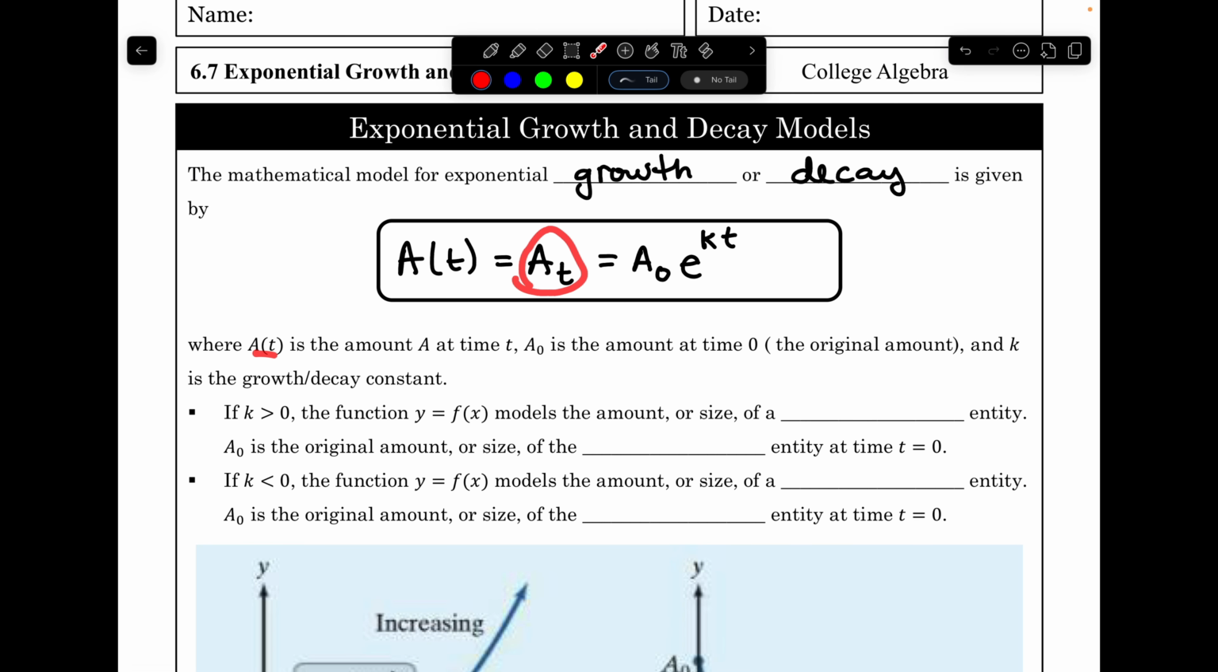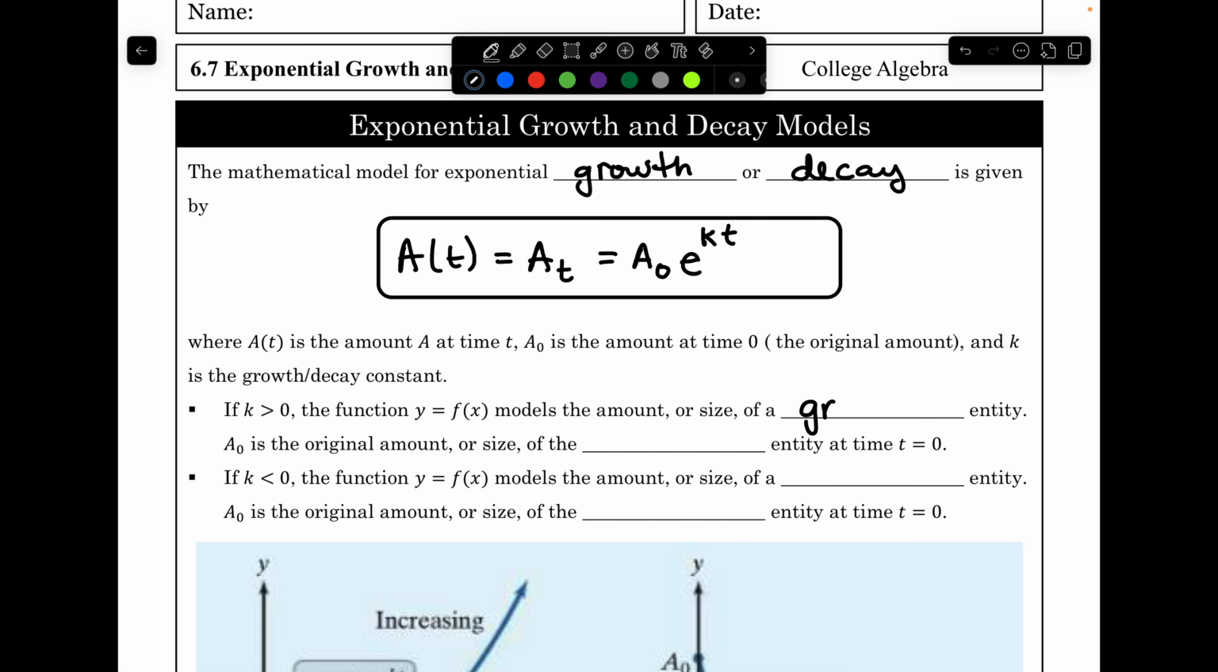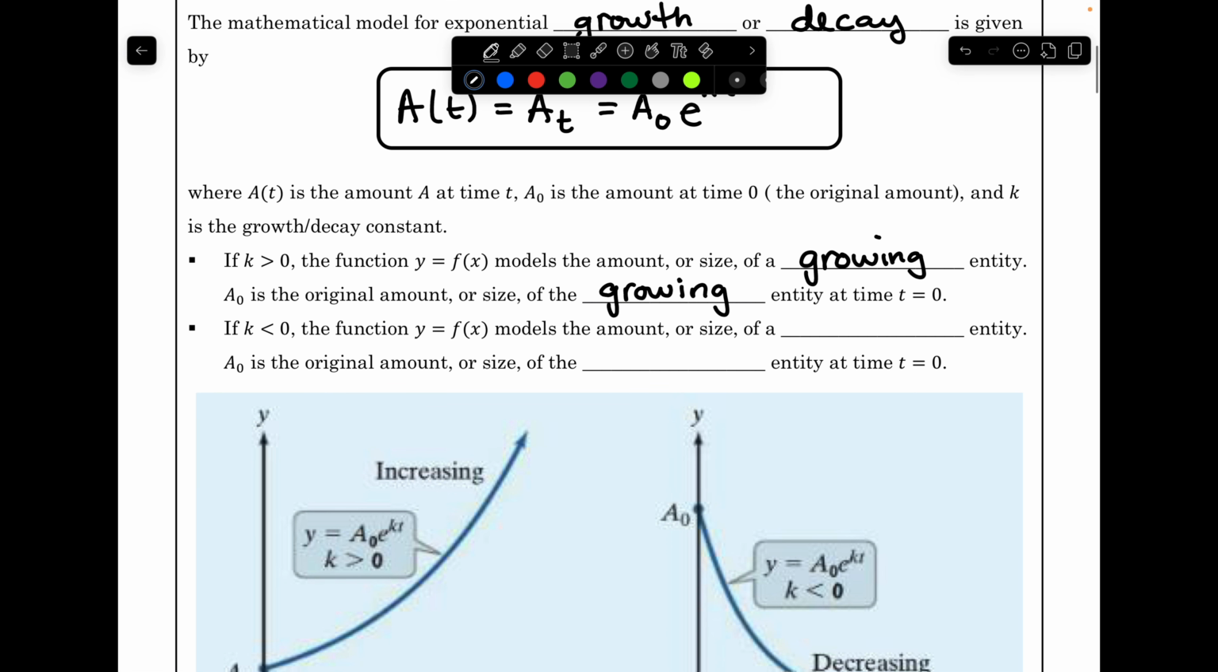A of t, or A sub t, is the amount at some specific time t, and A of 0 is the amount at time 0, or in other words, the original amount. So if the value of k is a positive number, this is going to result in this model representing the initial amount of a growing entity. And if A sub 0 is that growing entity, that amount is simply going to get bigger. It's going to grow from the moment t is equal to 0.